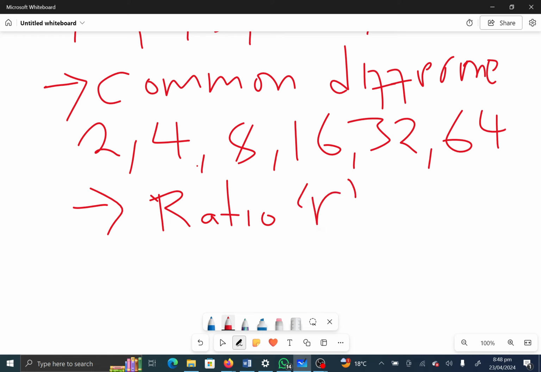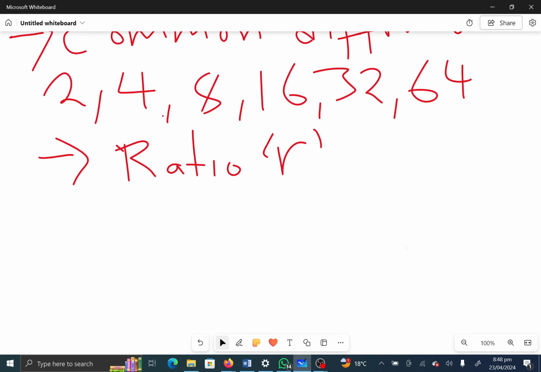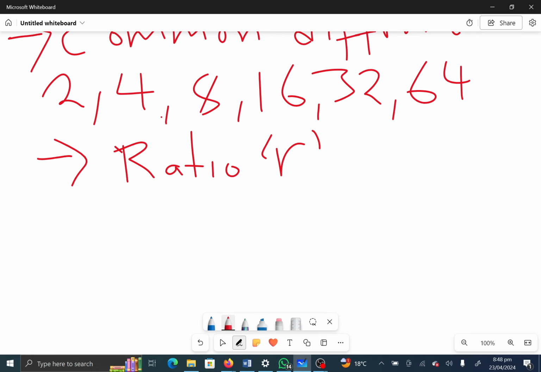If we are to find the ratio in this geometric progression, we pick 4. In the ratio, we pick the preceding number. So 4 divided by 2 is equal to 2. So the ratio is equal to 2.